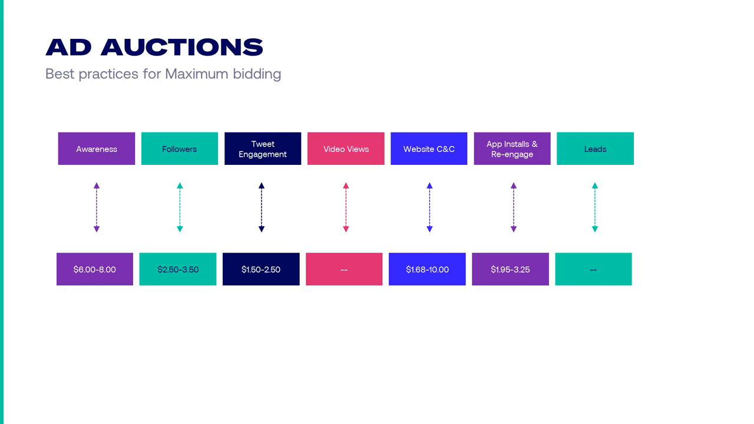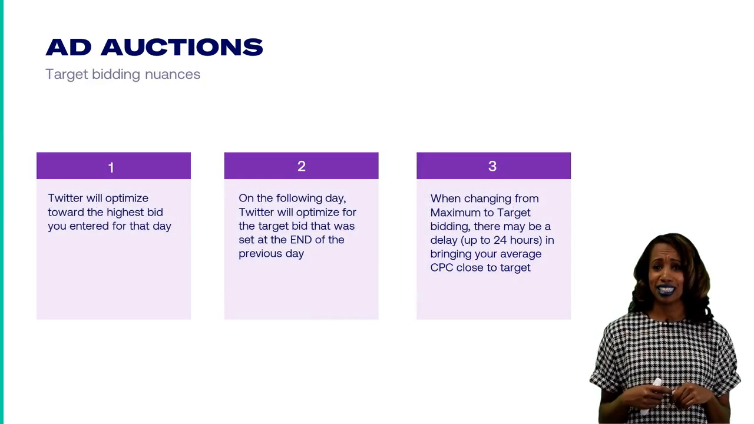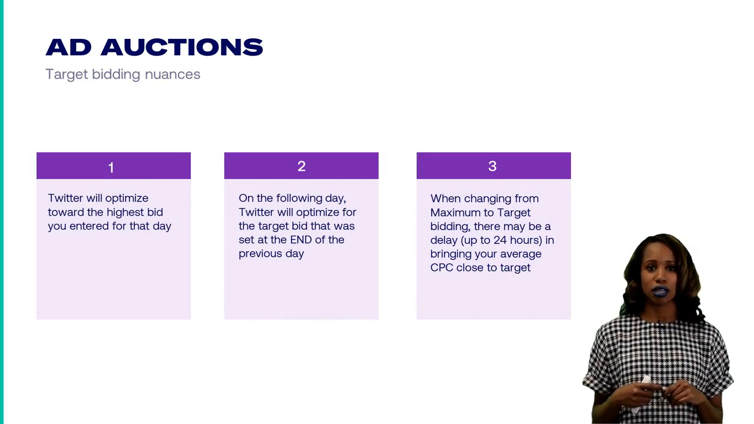Tweet engagement campaigns range between $1.50 to $2.50. App installs or re-engagement campaigns between $1.95 to $3.25. And for awareness campaigns, ranging between $6 and $8 is ideal. And for video view and lead campaigns, it depends on the type of campaign and the creative on how you should set your bids.